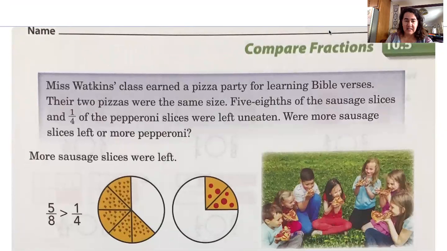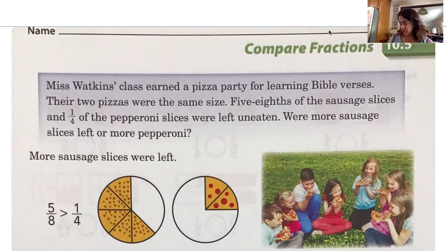Miss Watkins' class earned a pizza party for learning Bible verses. Their 2 pizzas were the same size. 5/8 of the sausage slices and 1/4 of the pepperoni slices were left uneaten. Were more sausage slices left or more pepperoni?